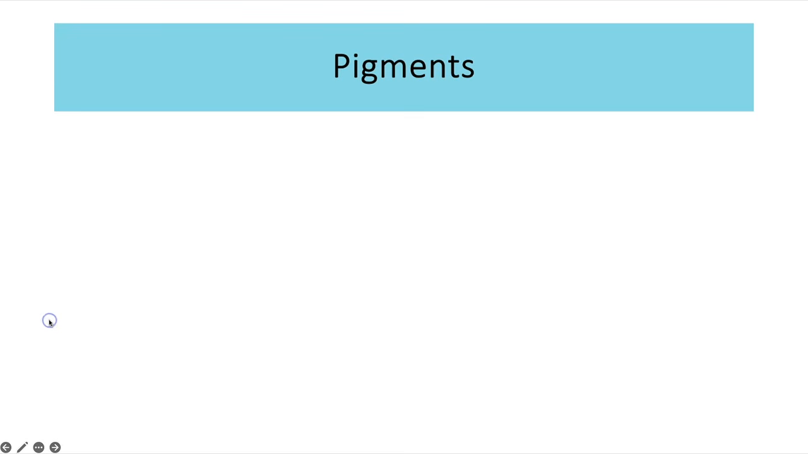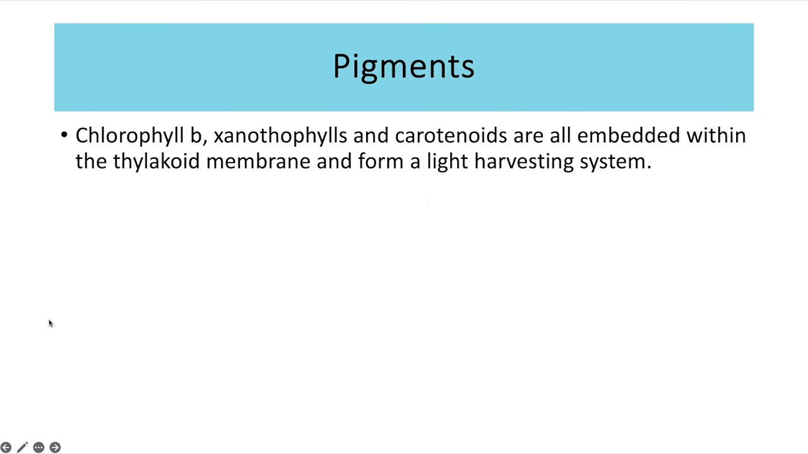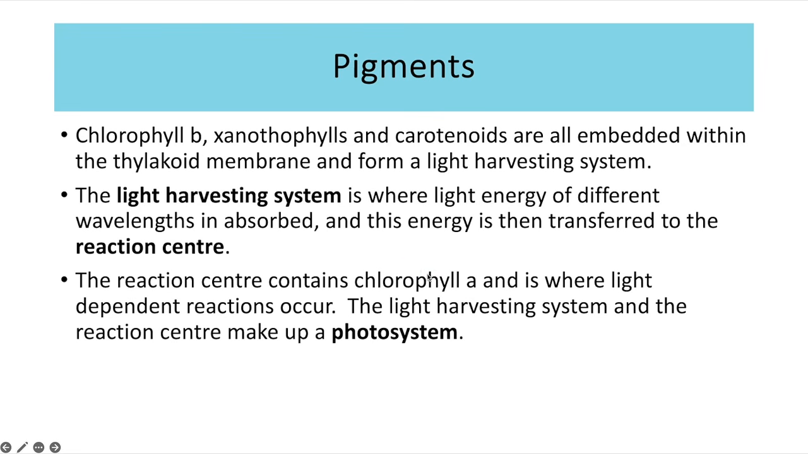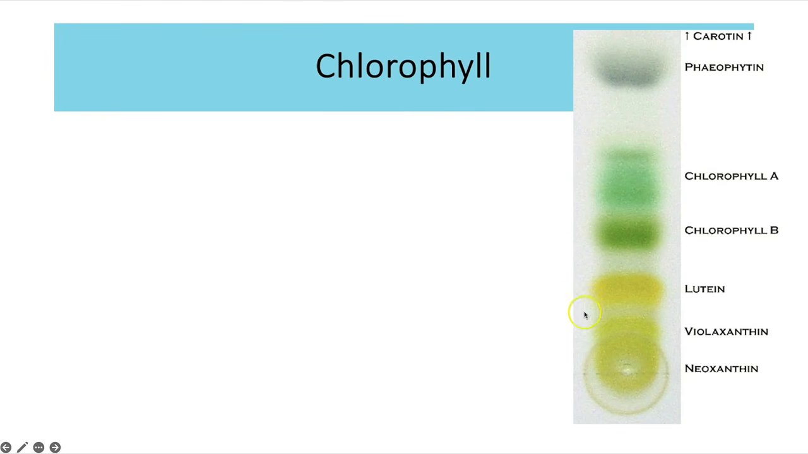absorbed for photosynthesis. So chlorophyll B, xanthophylls and carotenoids, those are all embedded within the thylakoid membrane and form a light harvesting system. And by that we mean it's where light energy of different wavelengths is absorbed, and this energy is then transferred to the reaction centre. The reaction centre contains chlorophyll A and is where light-dependent reactions occur. So the light harvesting system and the reaction centre combined make up a photosystem.